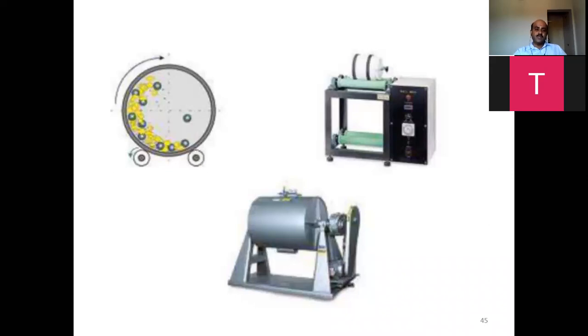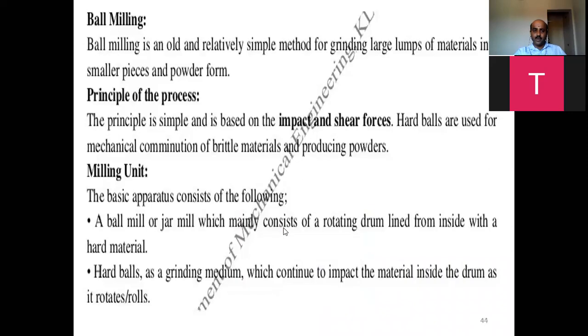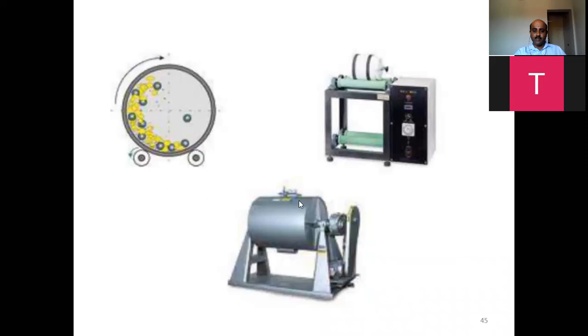So this is just a schematic representation, a picture of ball milling. You can see the outside drum. Inside you have hard balls, which act as the grinding media. When you load the material and rotate it, these hard balls will impact it and convert that material into powder.